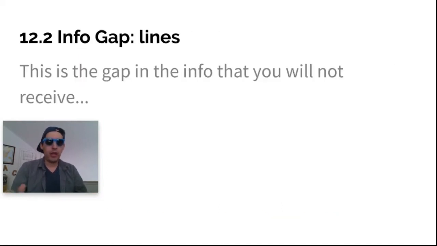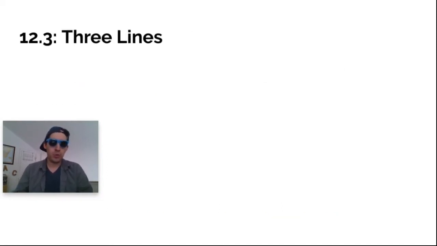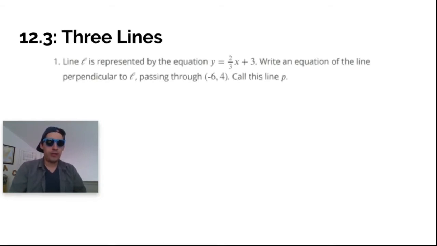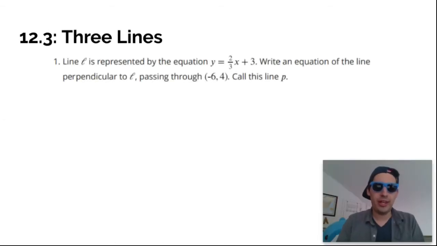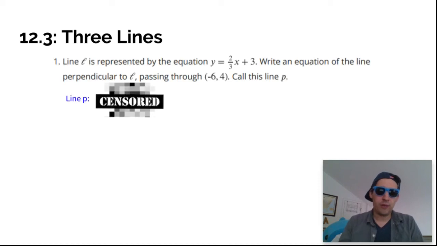That's probably not important. Next, we are going to be talking about 12.3, looking at different lines. Question 1. Line L is represented by the equation y equals 2/3 x plus 3. We want to write the equation that's perpendicular to that line and goes to the point negative 6, 4. Now, this is very similar to the question that we just did. We know we need to find the slope of that line, which is going to be 2/3, and make sure we have a slope that's perpendicular to that and goes through that point. So we're going to use point-slope form and write the equation of the line, just like that.